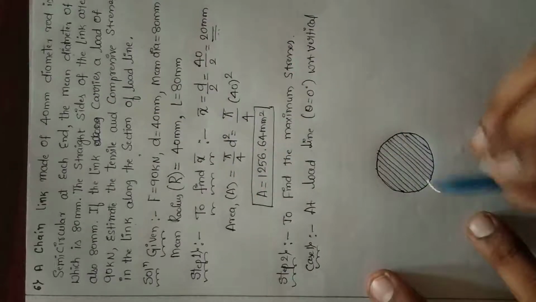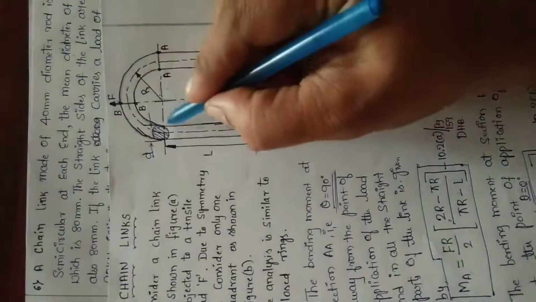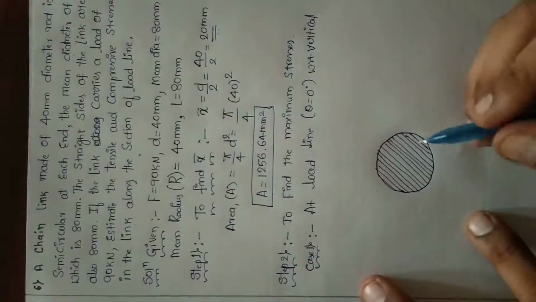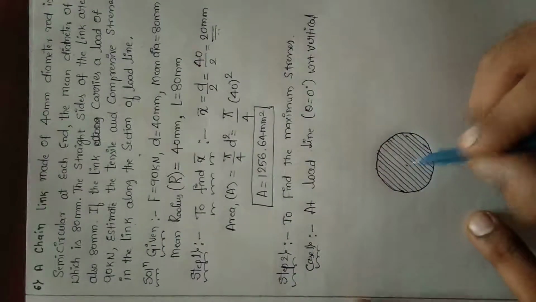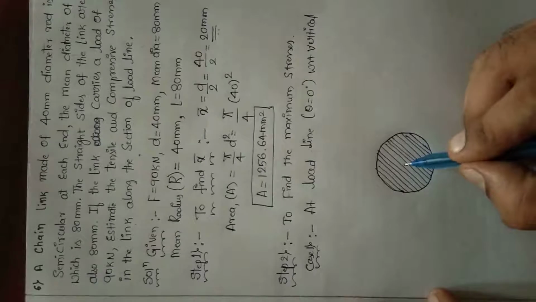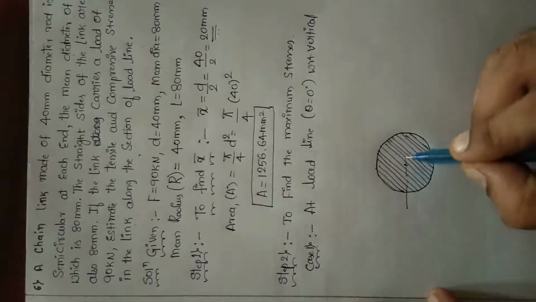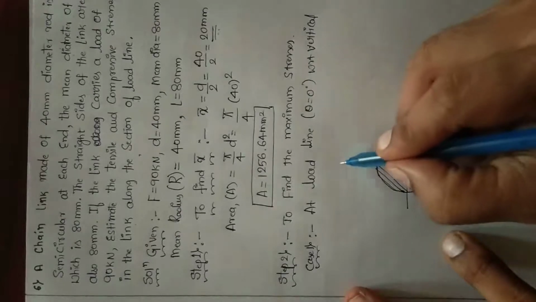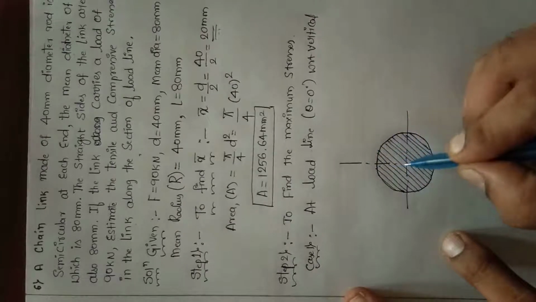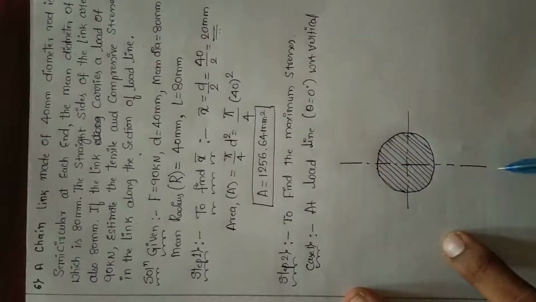So here this is the section I have. I told you for a chain link I am considering only a small section, the circular part, with that circular diameter. Now where will the centroidal axis be? The centroidal axis will be exactly at the center of the circle. So this is my centroidal axis.